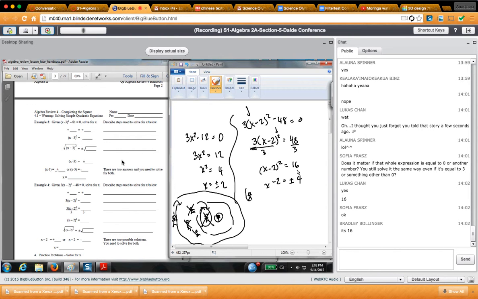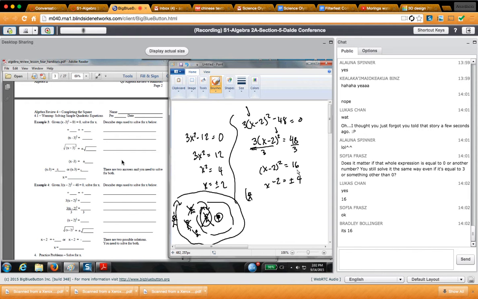Why the plus or minus? Because I took the square root of both sides. Whenever I take the square root of both sides, you need to throw in a plus or minus in there. You understand why, right? Because it crosses at 2 points.